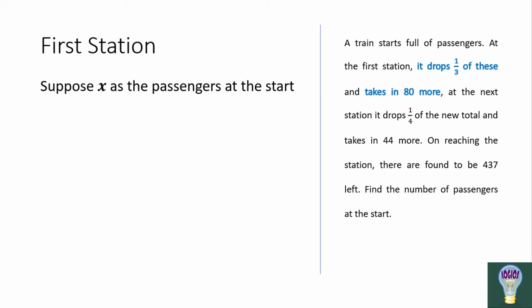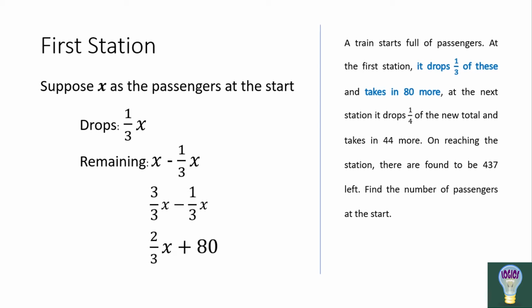The train drops 1/3 of these passengers at the first station, and we can write this down as 1/3 of X. The remaining passengers will be X minus 1/3 of X. We can take the LCM and further simplify it down, and we get 2/3 of X. Simultaneously, 80 more enter the train, and so we add 80 to the expression.